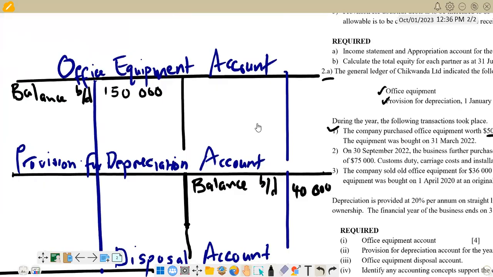This is on credit, so we are going to write Wale PLC Limited, an amount of 50,000. Then we go to the next item. Let's see what the next item is reading for us.